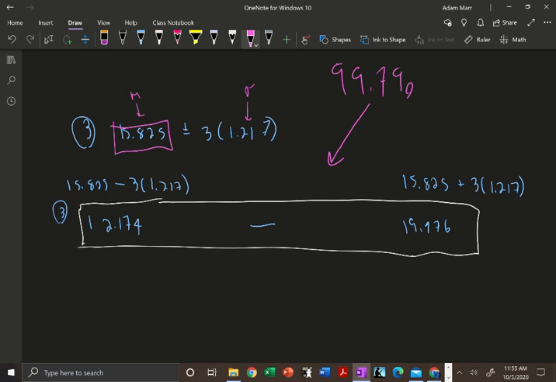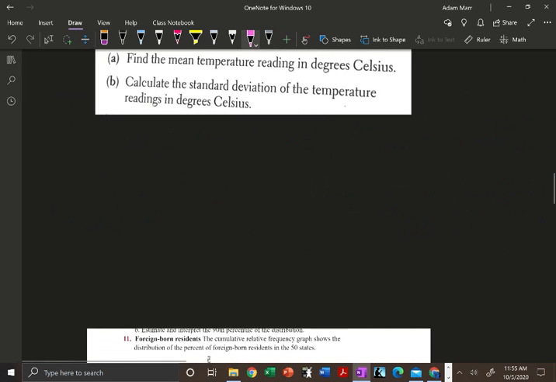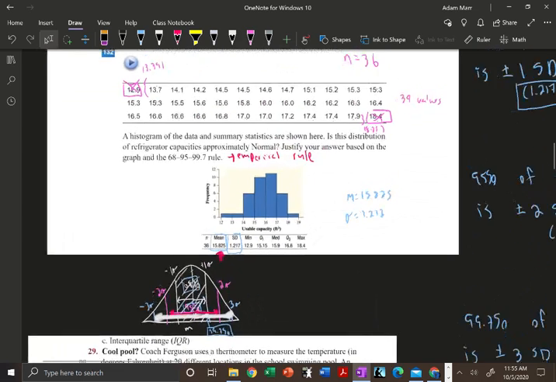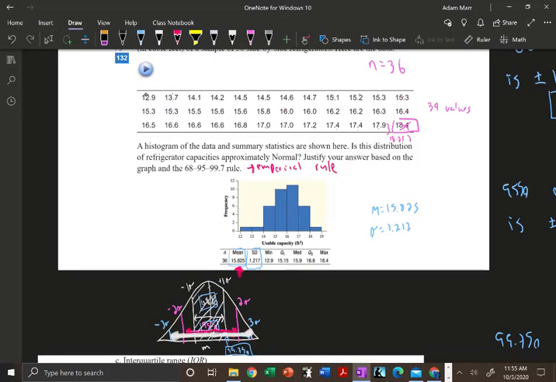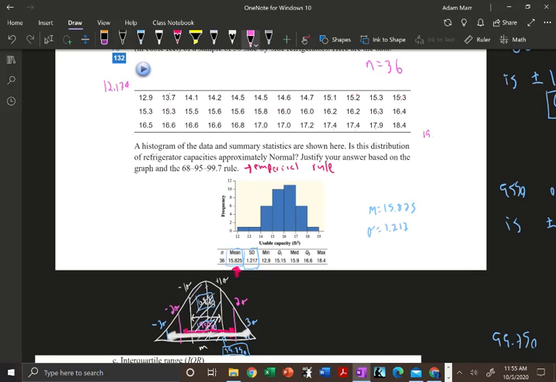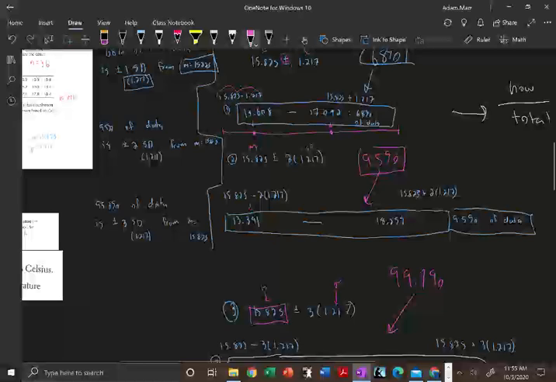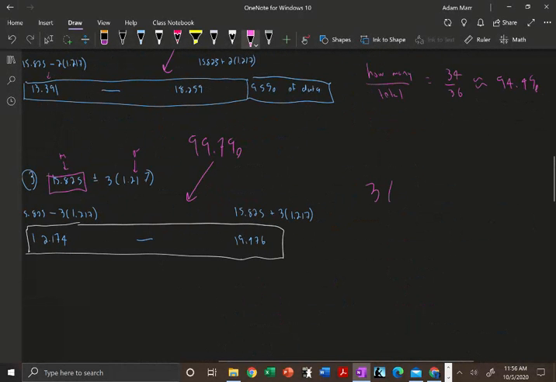All right, so let's take a look here. 12.174 would be on the outside, and 19.476 is also going to be on the outside. So I was right. In this particular case, 100% is everything, right? This represents 36 of 36 values, which gives me 100%.